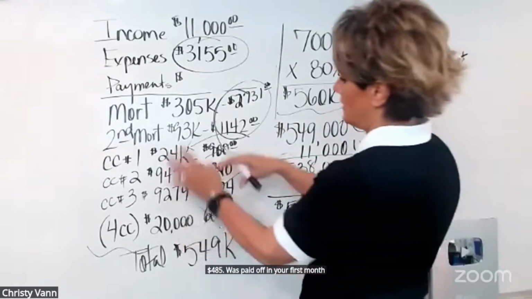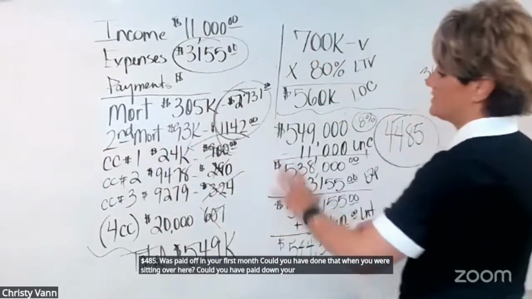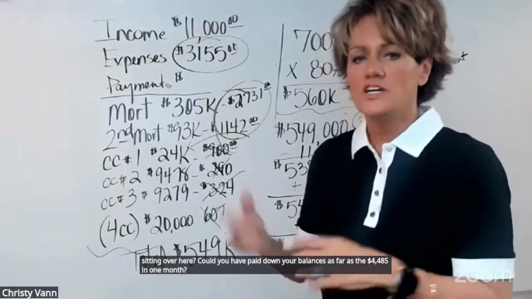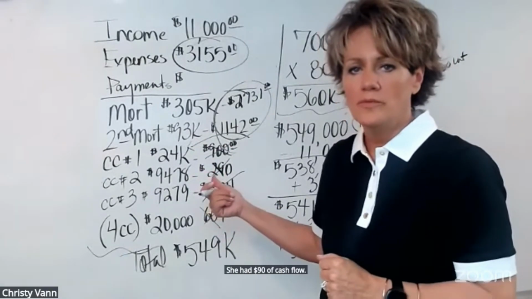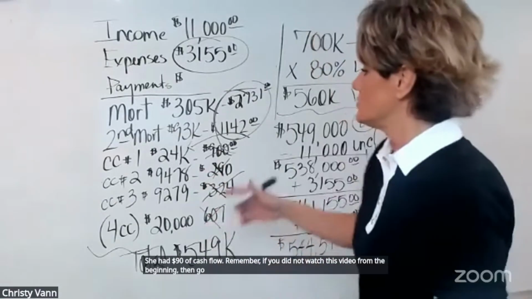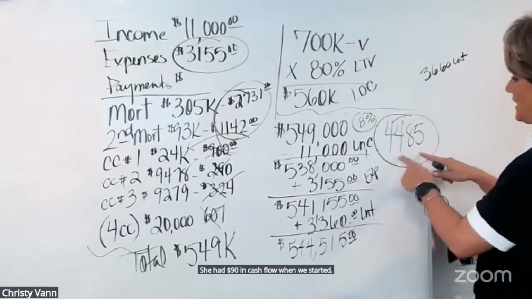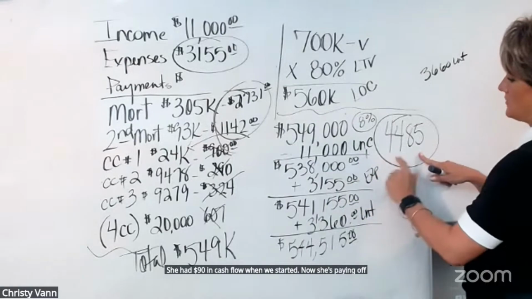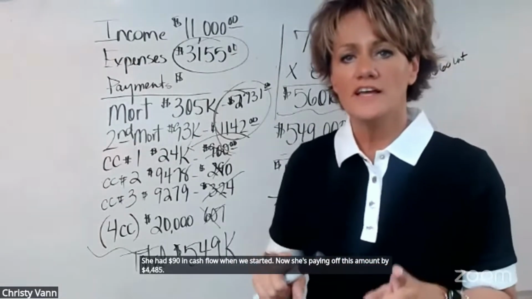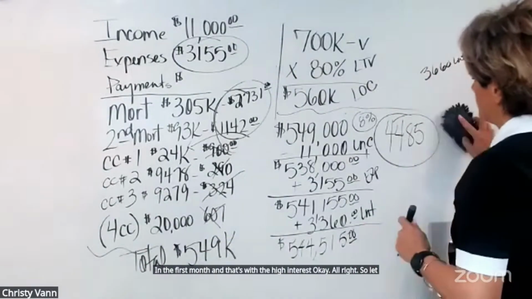Could you have done that when you were sitting over here? Could you have paid down your balances by $4,485 in 1 month? She had $90 of cash flow. Remember? If you didn't watch this video from the beginning, then go watch the replay. She had $90 in cash flow when we started. Now she's paying off this amount by $4,485 in the first month, and that's with the high interest. Okay. All right. So let's move on into month 2.